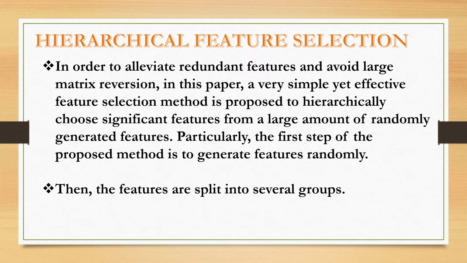Hierarchical feature selection. In order to eliminate redundant features and avoid large matrix inversion, a very simple yet efficient feature selection method is proposed to hierarchically choose significant features from a large amount of randomly generated features. Particularly, the first step of the proposed method is to generate features randomly. Then the features are split into several groups.